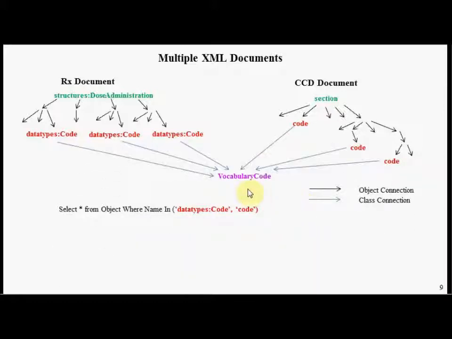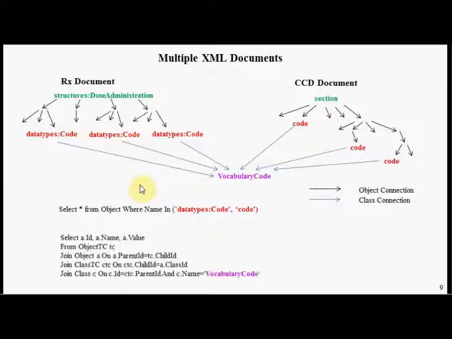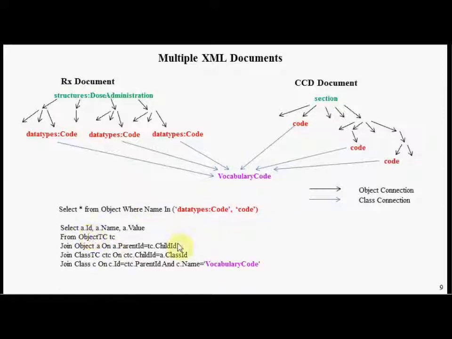I can introduce a superclass here. I'll call it vocabulary code here. And I can create an ISA relationship here to all these different kinds of code attributes here and point it to this generalized vocabulary code. I can then write a query that looks like the following here.